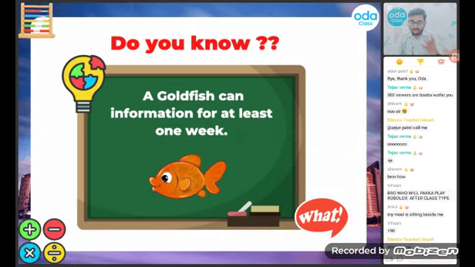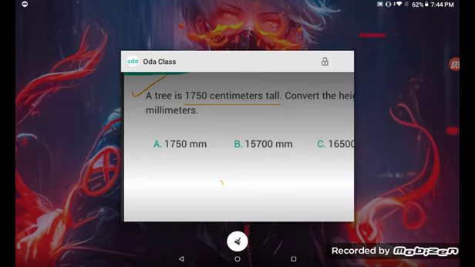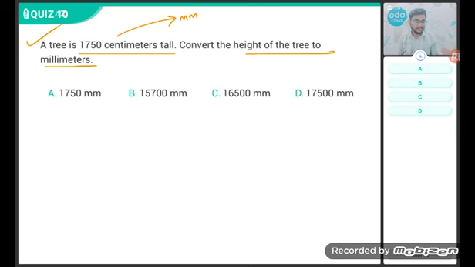A tree is 1750 centimeter tall. Okay. Advik is having a goldfish. Very nice. Convert the height of the tree to millimeters. So you have to convert this into millimeters. You know very well, children, centimeters to millimeter, multiply by 10. So use that concept and everyone should answer this. Everyone has to answer, okay, children? No mistakes.